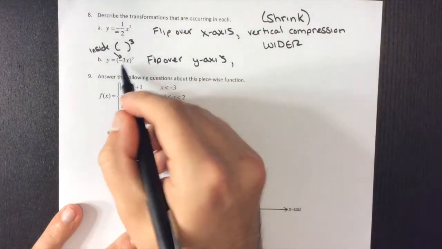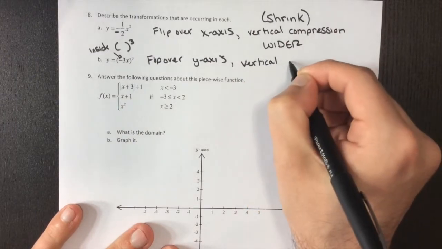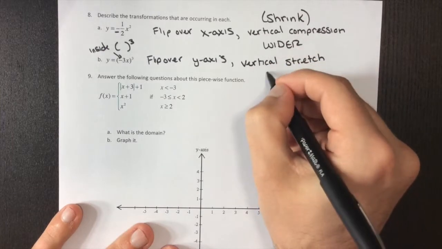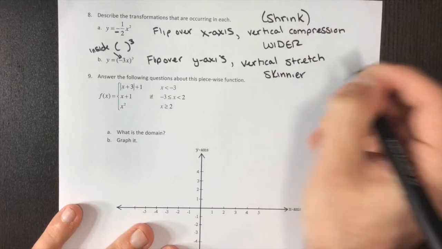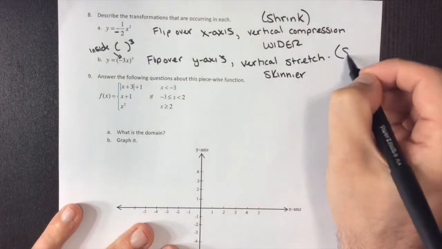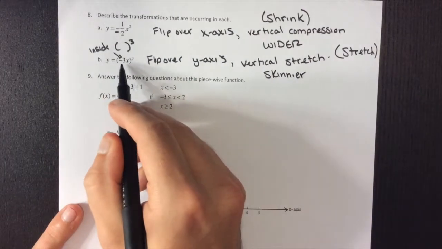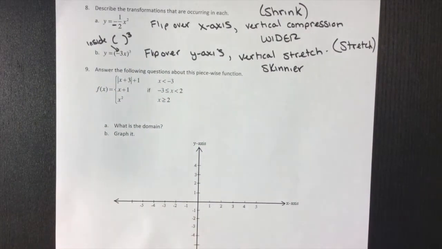And then that 3 is a vertical stretch. We also say that's getting skinnier. And if you want, we can just write a stretch. And really that's stretching it by 3 cubed, which is 27. So that's a really big stretch.